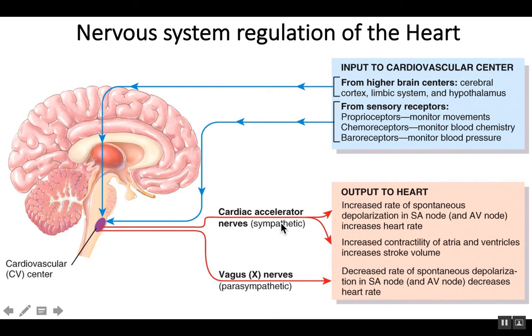But those sympathetic neurons are going to increase heart rate and increase stroke volume. So now you got a boost in rate and a boost in volume. Therefore, you got a boost in cardiac output.